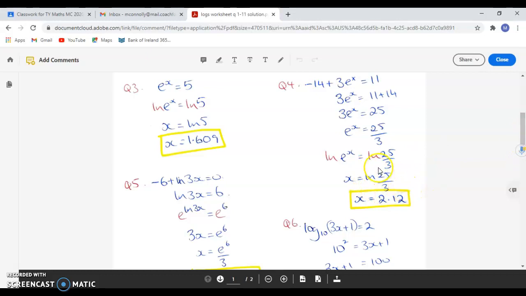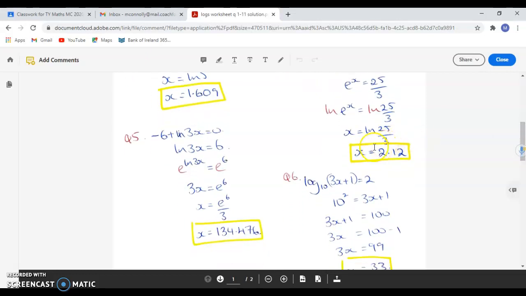That should be the ln of 25 over 3, not the ln of 25 all over 3. If you understand what I mean, the fraction stays together. The ln is with the whole thing, not just the top line, and put it into the calculator. Okay, you get your 2.12.